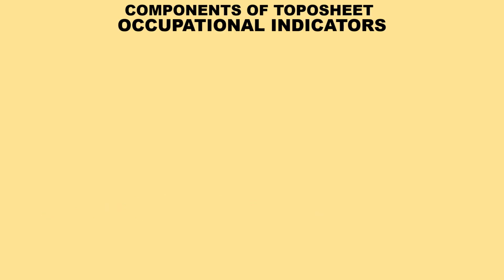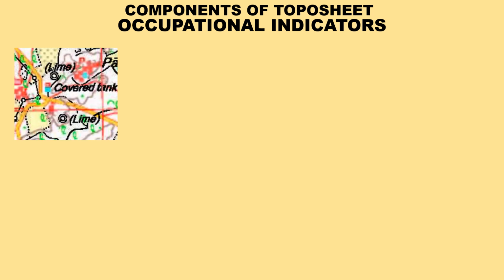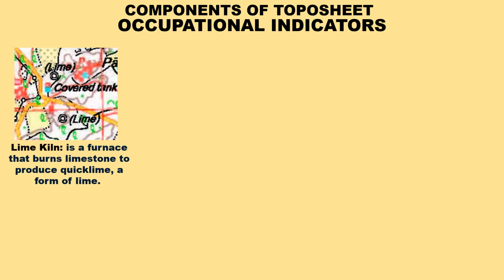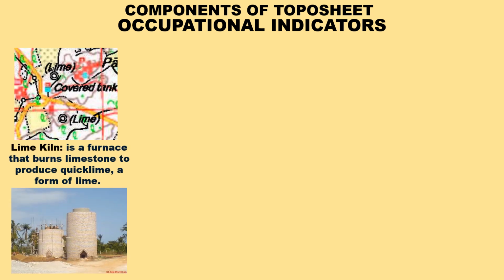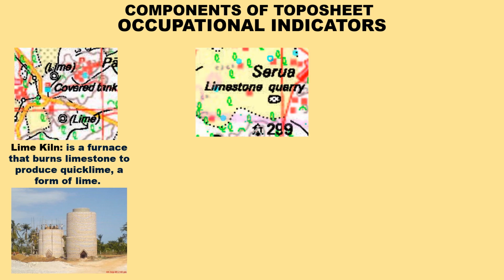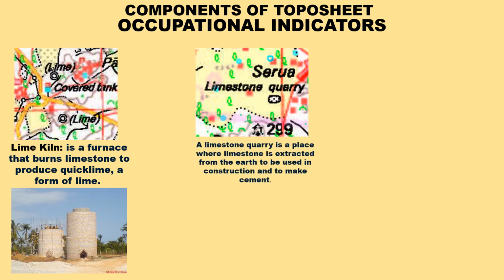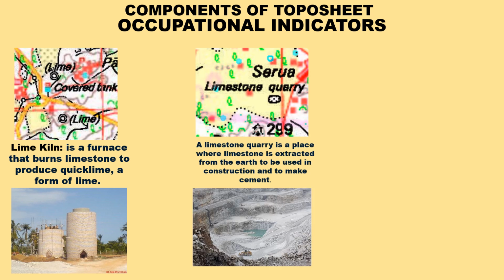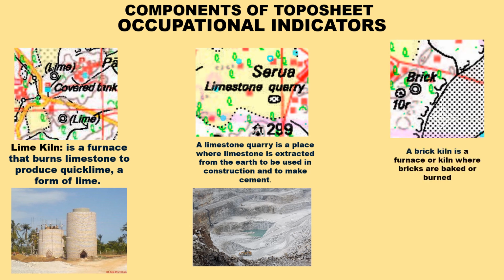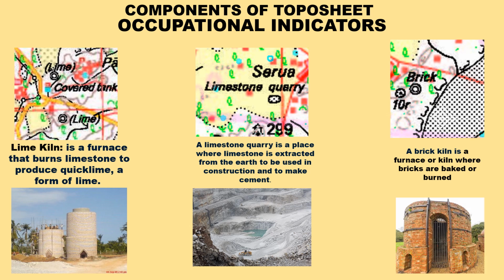Also, apart from the colors, there are other occupational indicators that are shown on the topo sheet map. Number one, we get to see the lime kiln, a furnace that burns limestone to produce quicklime, a form of lime. Next, we have the limestone quarry, which is a place where limestone is extracted from the earth to be used in construction and to make cement. Third, we get to see the brick kiln, a furnace or a kiln where bricks are baked and burned.